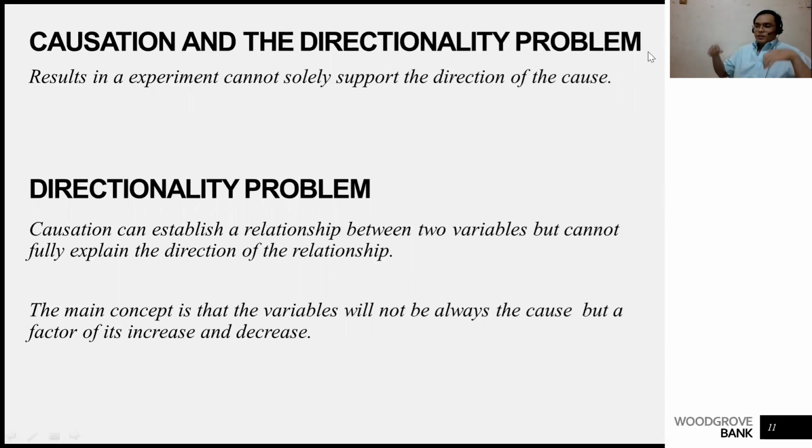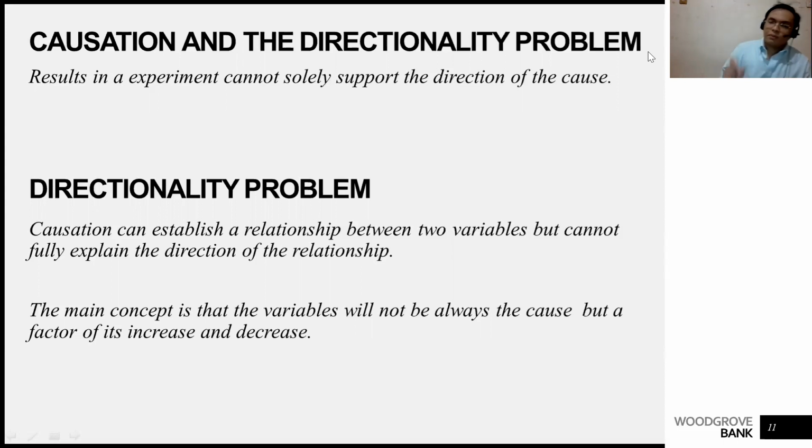Okay, so let's go to the causation and the directionality problem. The first one is causation, the cause and effect. We do not know if there's a direct relationship, or if this variable is the only cause of this effect. We also have the directionality problem. In the directionality problem, the results of the experiment cannot support the direction of the cause.